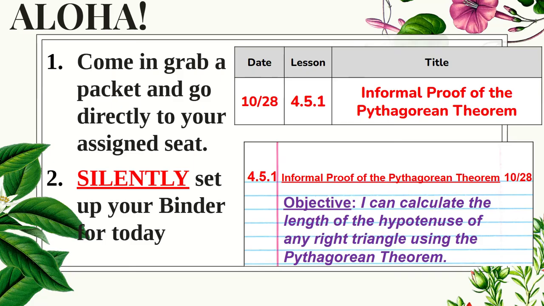These videos are just to help you between today and tomorrow understand the 2 exit tickets that you will be assigned. So today's exit ticket is going to be 4.5.1 exit ticket, and I just wanted to make sure that I explained the Pythagorean theorem so that you had some understanding of it. So let's jump right in.